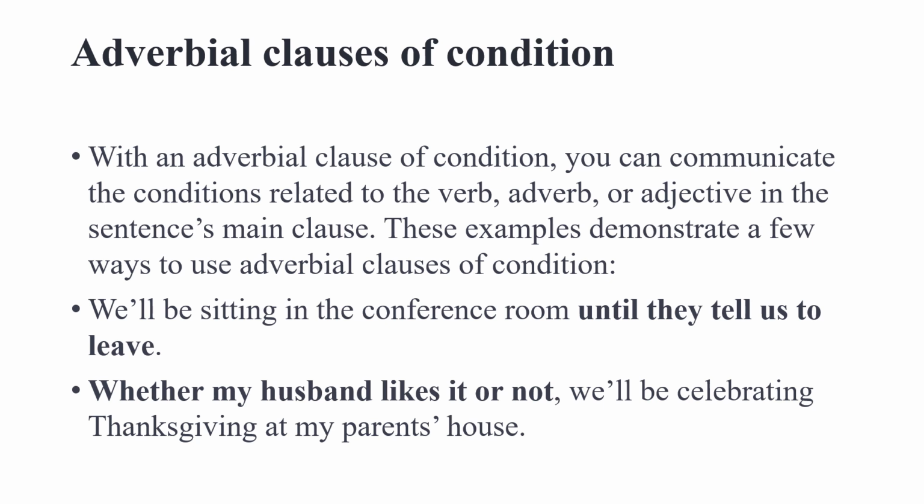These examples demonstrate a few ways to use adverbial clauses of condition. In the first example, we will be sitting in the conference room until they tell us to leave. So until is telling you about the condition: we will not leave until they tell us to leave. So until they tell us to leave is the adverbial clause of condition. In the second sentence: whether my husband likes it or not, we will be celebrating Thanksgiving at my parents' house. So whether my husband likes it or not is an adverbial clause of condition because it starts with a subordinating conjunction, the condition is there, and it is a dependent clause.